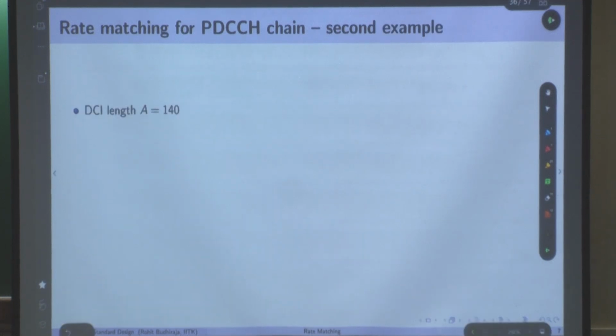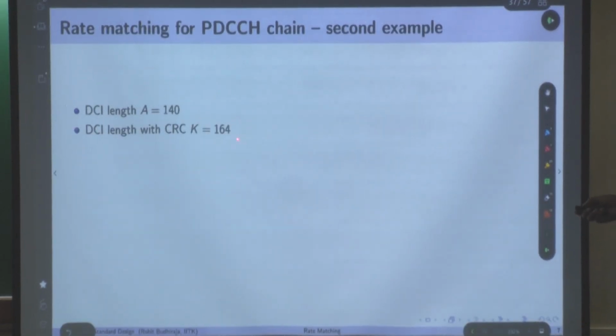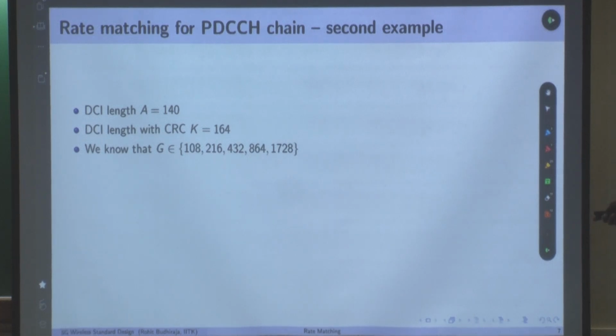Let's look at another example. Second example. Everything remains the same. A is 140, payload remains 140. Once CRC is added K becomes 164. What am I doing here? I am choosing G as 216. Immediately you should be able to understand that this user has a better SNR than the other user, because it is asking for fewer bits to be transmitted. So E becomes 216, correct? You look at the rate: K over E, the actual rate will be 164 by 216. In the last case, it was 164 by 432. So the rate is basically double.